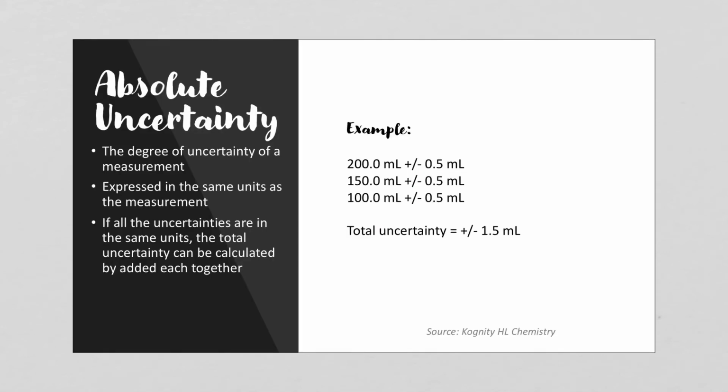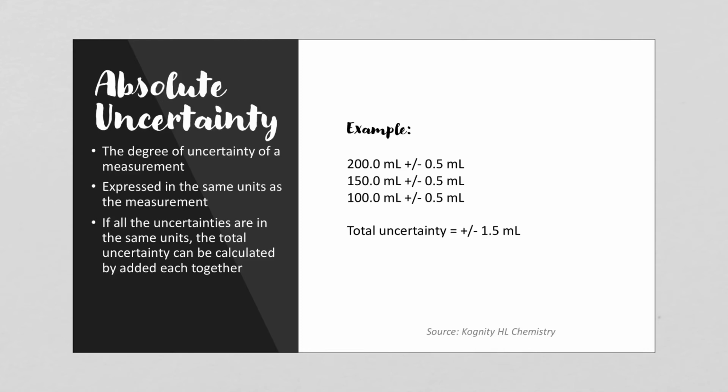So when we conduct an experiment, we need to record the total uncertainty through something we know as error propagation. If all of our measurements were in the same units, you could just add up all the uncertainties together. So absolute uncertainty is the degree of uncertainty of a single measurement, and it is expressed in the same units as the measurement.